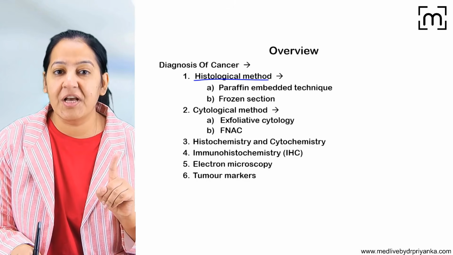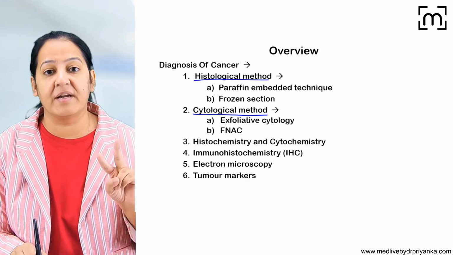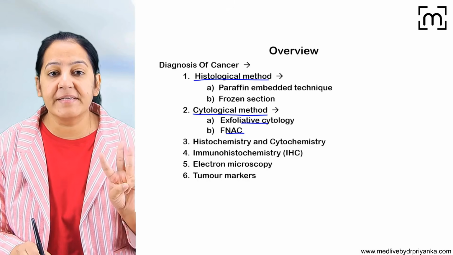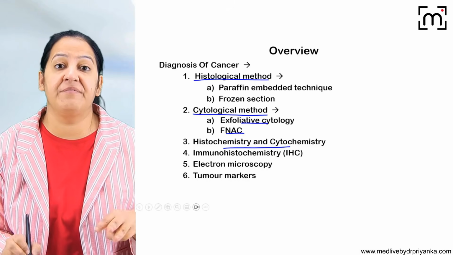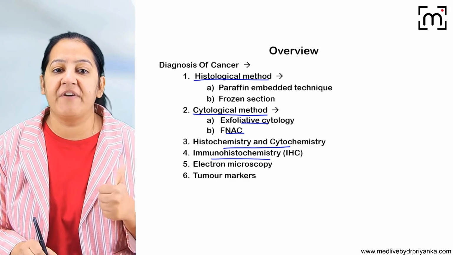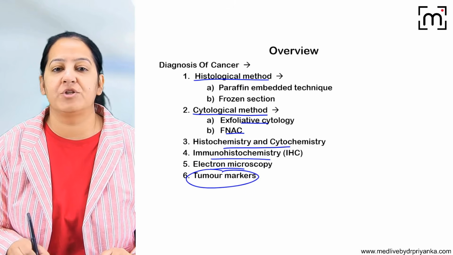Number 1, it is histological method. We will be discussing that. Number 2, it is cytological method, in which there are 2 methods, exfoliative cytology and FNAC. We will discuss both of them. Number 3, it's histochemistry and cytochemistry, in which we will discuss the special stains. Number 4, it's immunohistochemistry. Number 5, it's electron microscopy. And finally, the most ultra important, it's tumor marker.